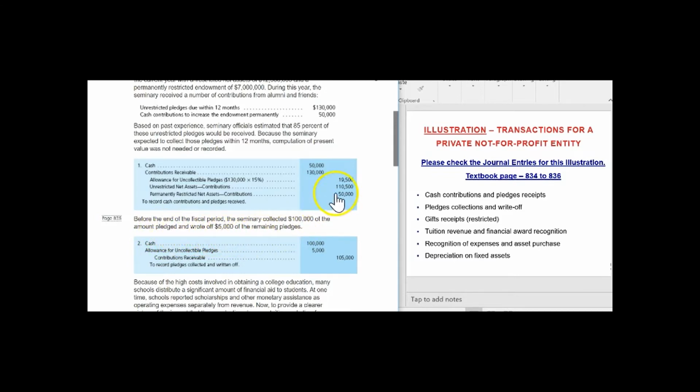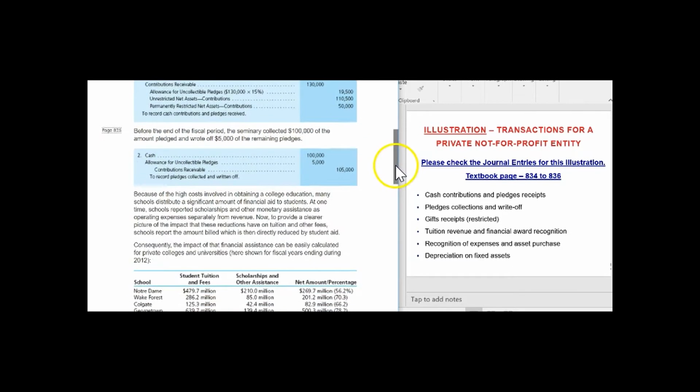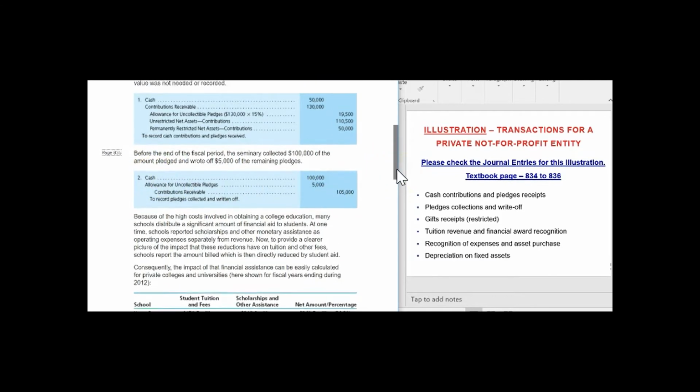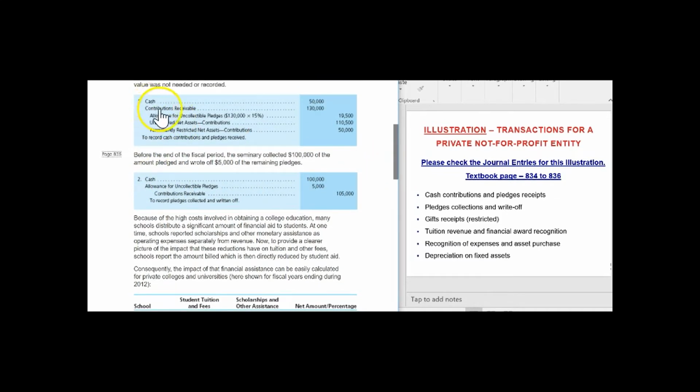So that means here the amount they are able to collect is 100,000. That means cash is collected, cash increases. So you're going to debit cash, and since a portion of this contribution receivable is collected, you need to credit or reduce this contribution receivable. But you also need to write off a portion of the allowance for uncollectible pledges, because you have now confirmed you will not be able to collect it. So you will remove it from your allowance fund.